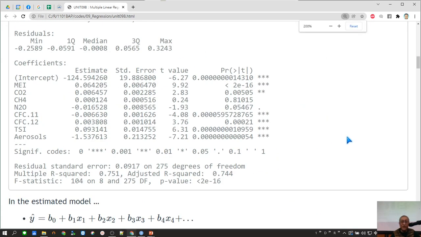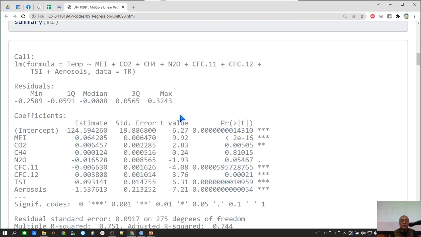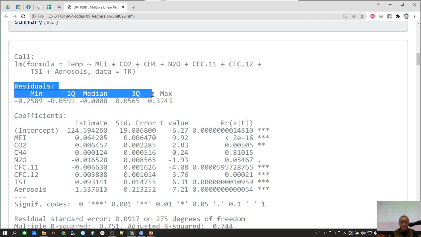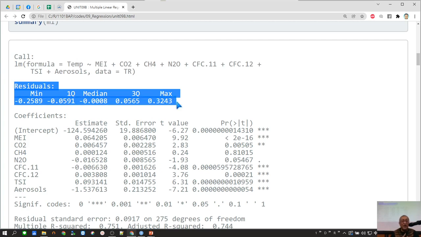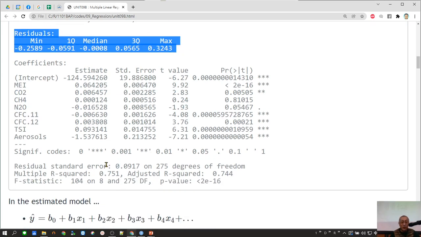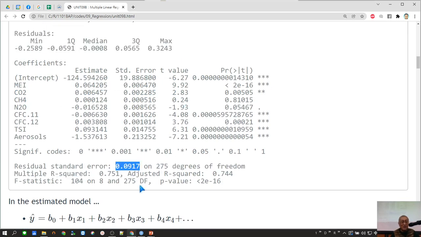I'll make it smaller for you to see. So you can see that it's almost the same as the simple linear regression. Here is the model spec, and it will also give us the distribution of the residual. It will also give us the residual standard error, which is the average error of our estimation. This is actually quite good, because we are measuring temperature, so the difference between our estimation and the actual temperature is only like 0.09. So it's actually quite good.